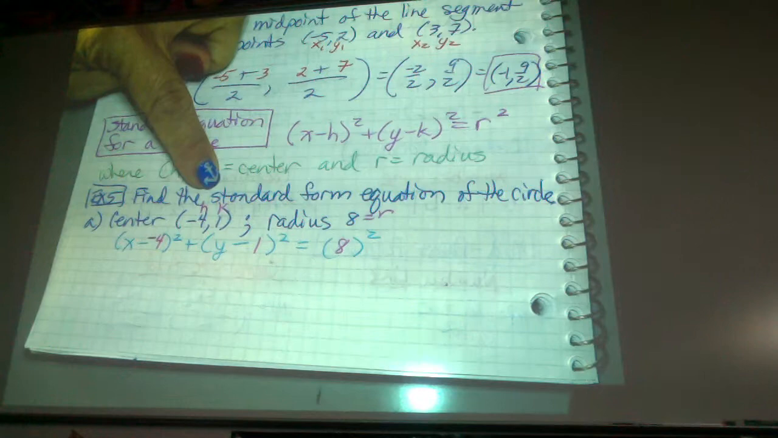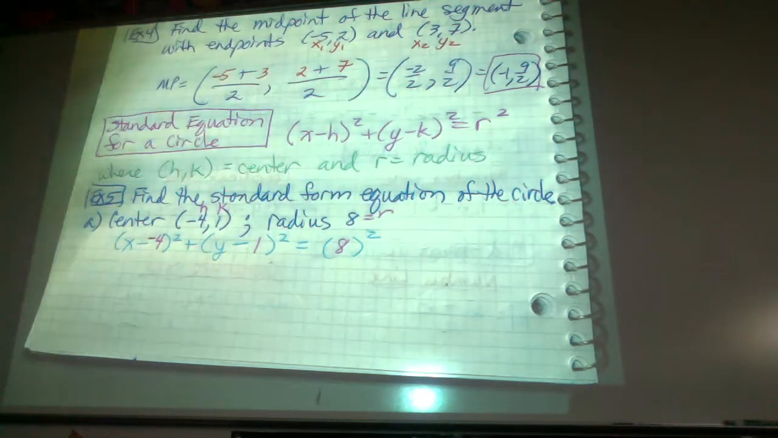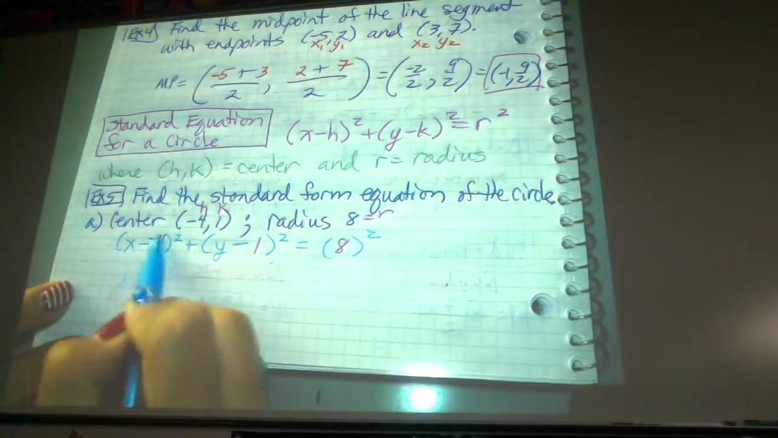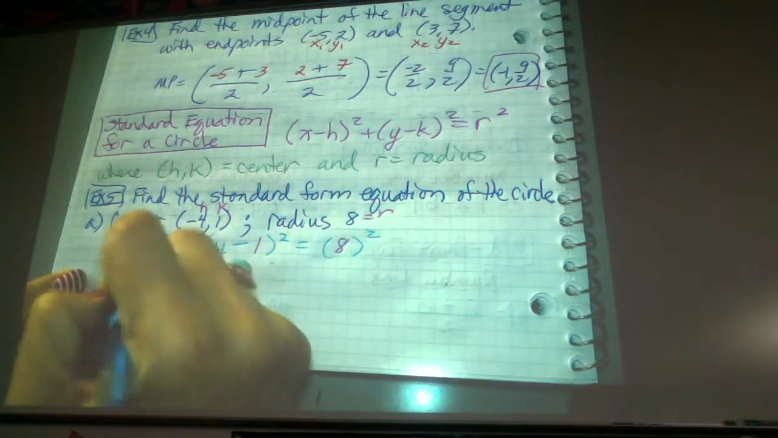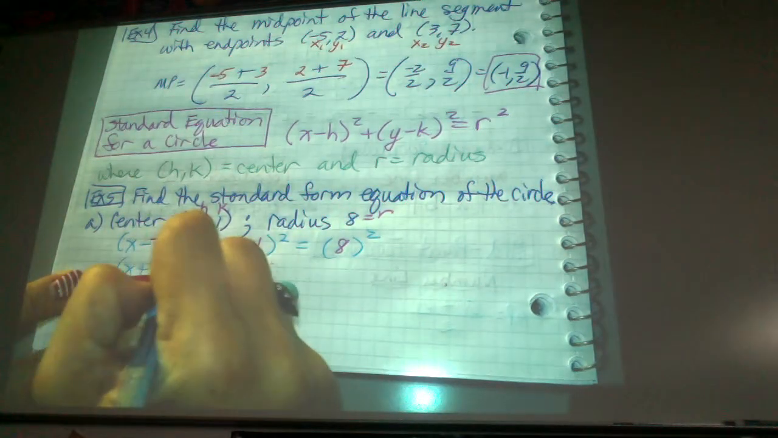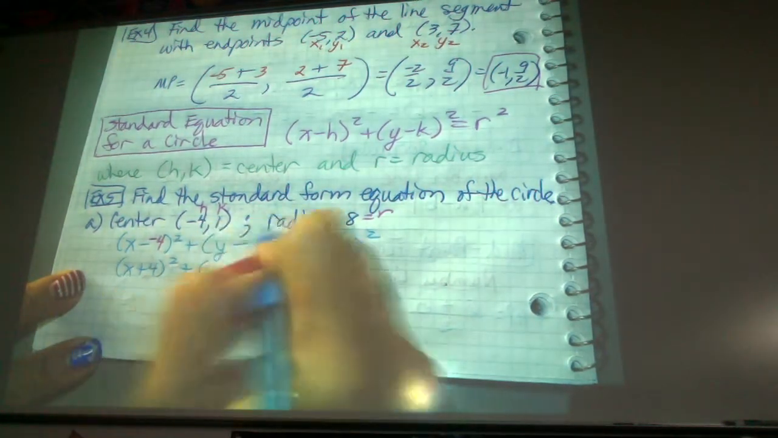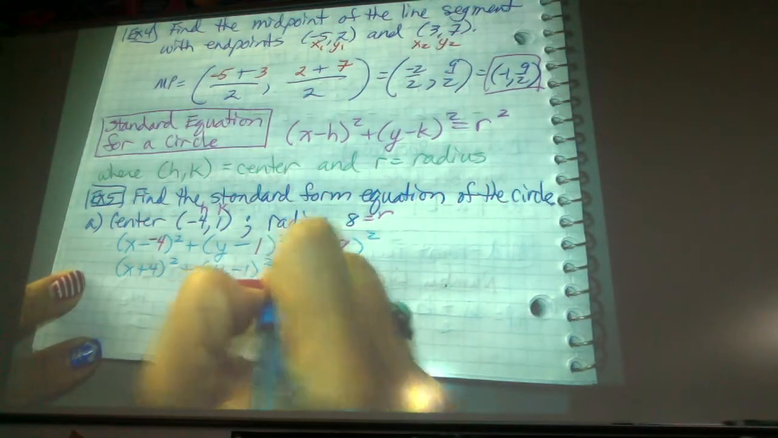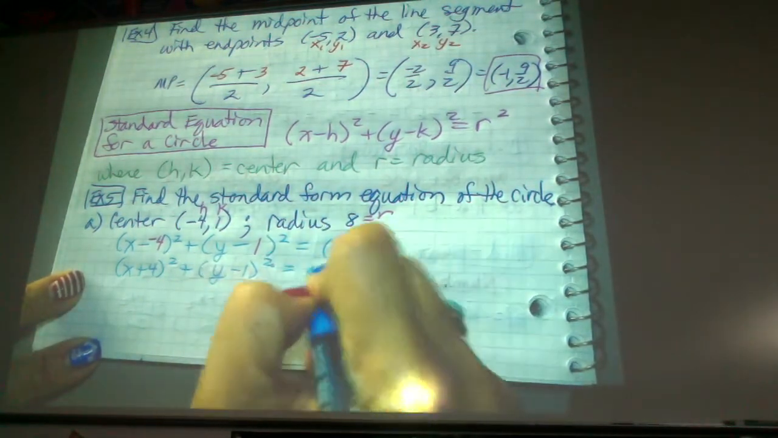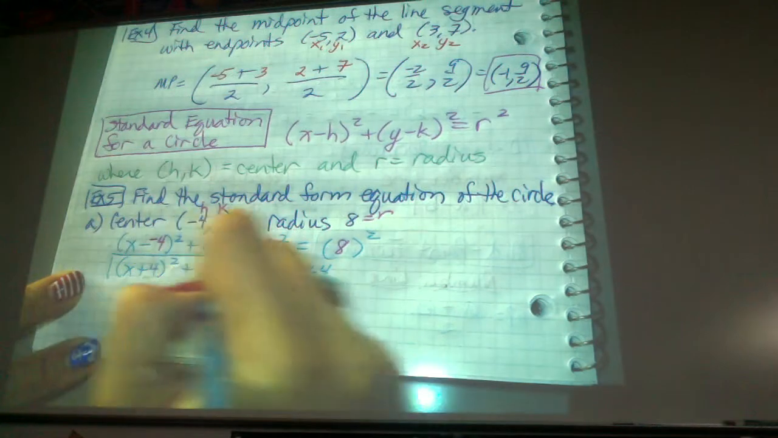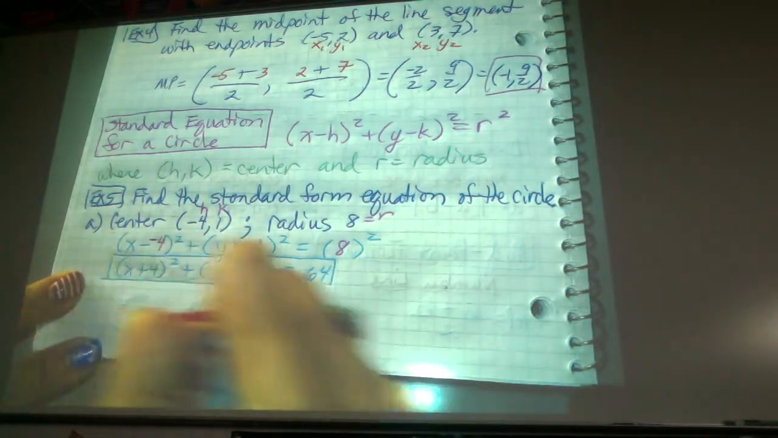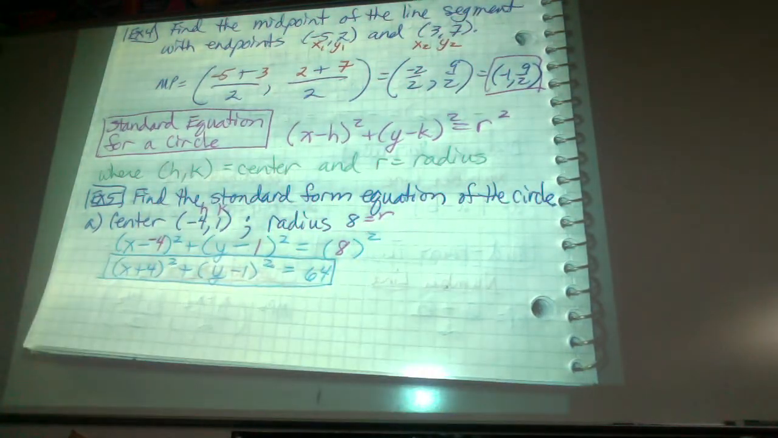So your final standard form, what happens here? Yeah, so you get (x + 4)² + (y - 1)², nothing happens here, equals, you have to square the 8, 64. That's it. So could you have skipped that work? Yes, but some of you get your sign wrong.